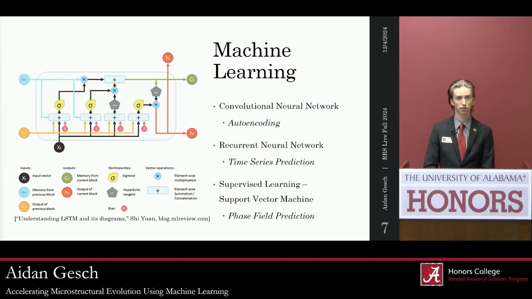The 3 types of machine learning models I used are a convolutional neural network, a recurrent neural network, and supervised learning using support vectors. How these models work exactly is not important to this presentation, but it is important to realize that it takes a large set of training data to create accurate results where inputs are transformed into outputs.